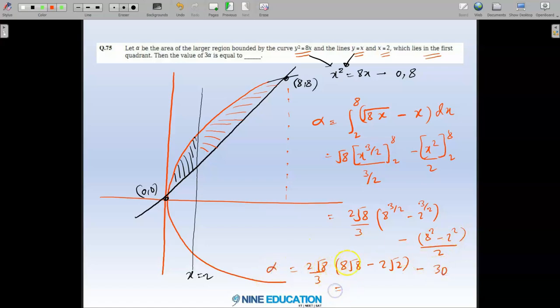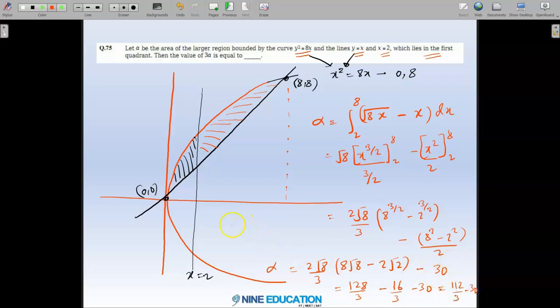Now let's multiply everything. So here we'll be getting 8 into 8, 64 into 2, 128 by 3 minus, again here it will be 2 into 2, 4, root over 16 is again 4, so 4 into 4, 16 by 3 minus 30. So it will be 112 by 3 minus 30. That is the alpha value we are getting.